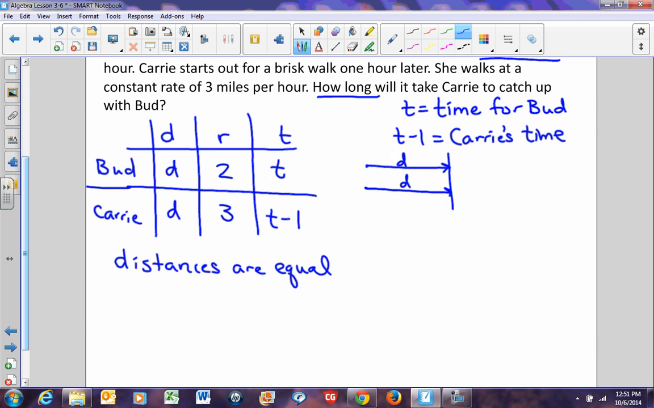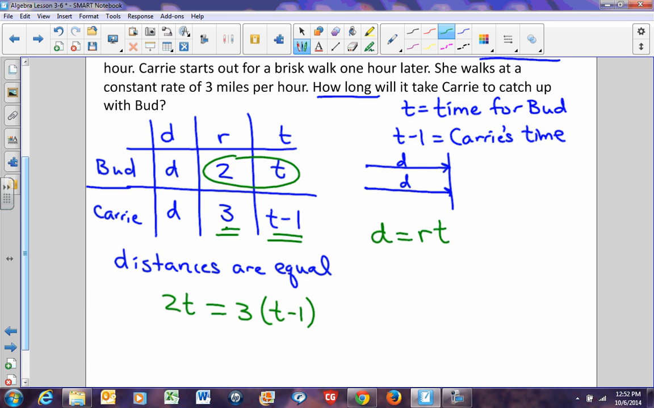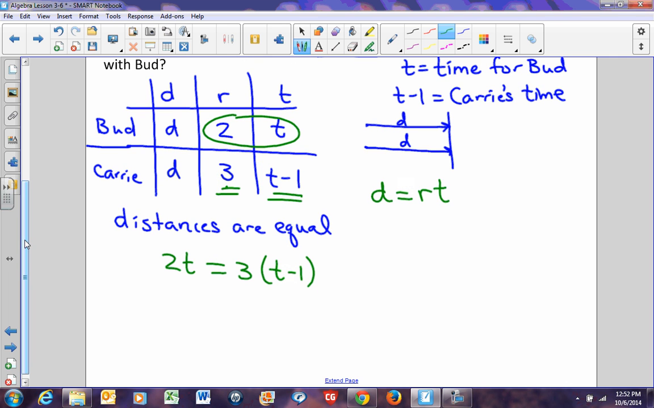So, and distance equals rate times time. Remember that. Distance equals rate times time. So Bud's distance, which is rate times time, 2t, has to equal Carrie's distance, because the distances are equal. So Bud's distance has to equal Carrie's distance. And distance equals rate times time, rate here, time there. So Bud's distance equals Carrie's distance, so there's our equation. Now we simply need to solve this.